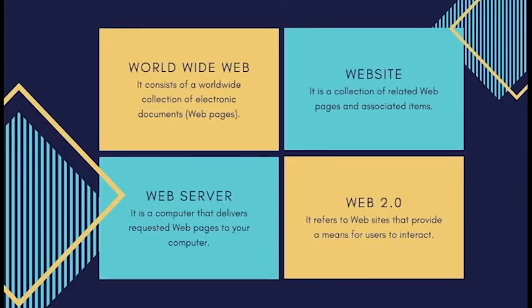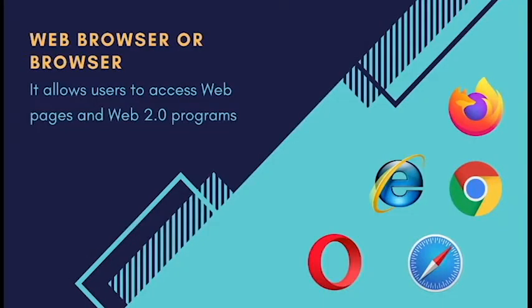Next, we have the web browser, or browser. It allows users to access web pages and Web 2.0 programs. We are familiar with these web browsers, which we use to access the internet. We have Firefox, Internet Explorer, Google Chrome, Opera, and Safari. These are examples of web browsers.